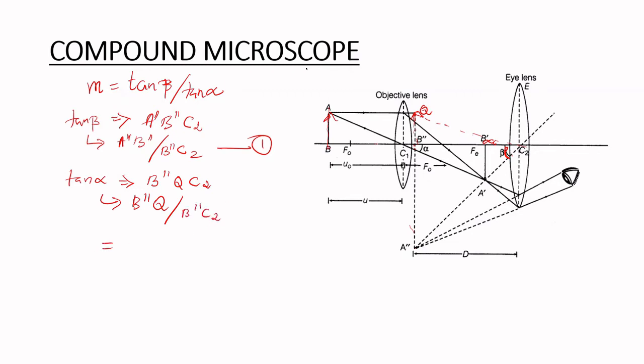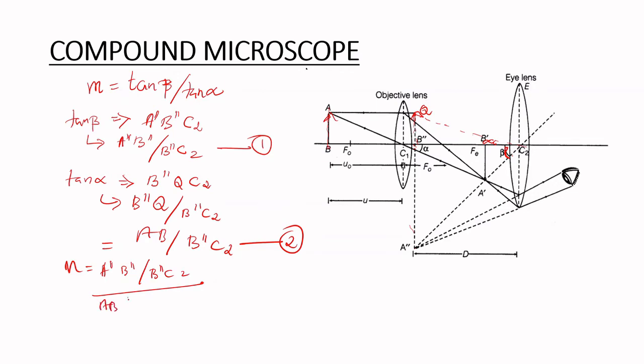But what is B double dash Q? B double dash Q's height is the same as AB's height. So it is AB divided by B double dash C2. This is our second equation. So we got both tan beta and tan alpha. Now we will find the magnification. M is equal to tan beta, which is A double dash B double dash by B double dash C2, divided by tan alpha, that is the second equation, AB divided by B double dash C2.